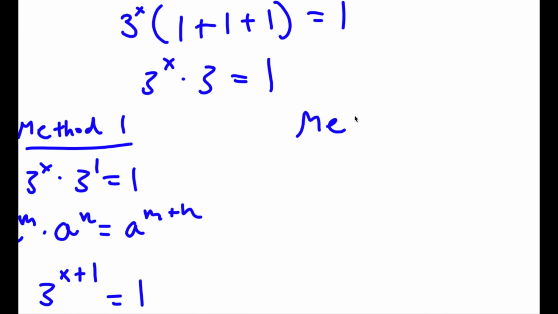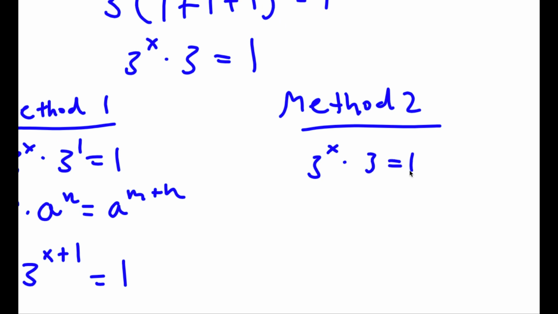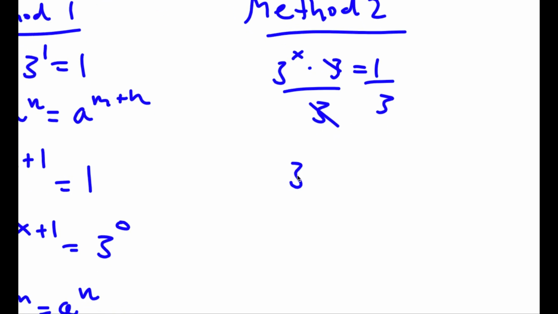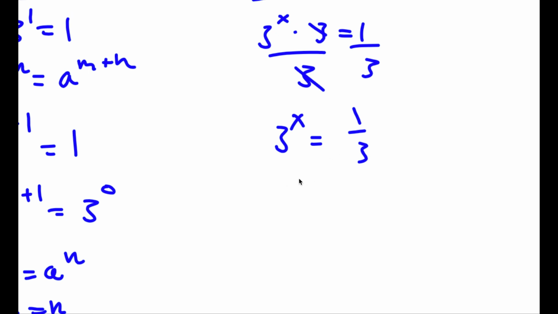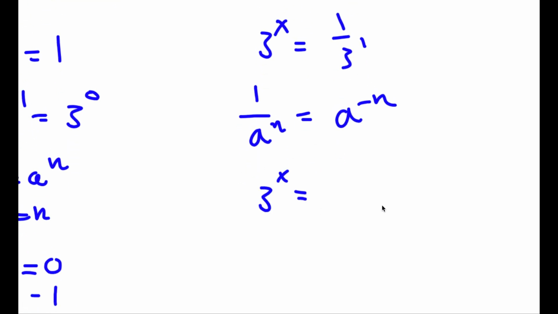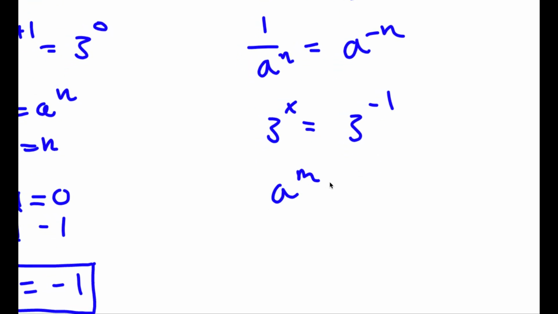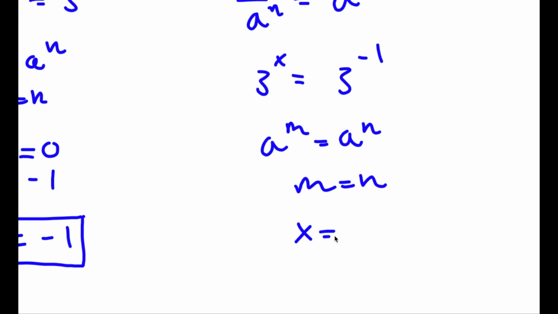Now for method 2, so I have 3 to the power of x times 3 is equal to 1. Now I'm going to divide by 3 on both sides. So now I have 3 to the power of x is equal to 1 over 3. And now, if I have something in the form 1 over a to the power of n, this is the same thing as a to the power of negative n. So in this case, I have 1 over 3 to the power of 1, and this is the same thing as 3 to the power of negative 1. And now if I have a to the power of m is equal to a to the power of n, this means that m is equal to n. So in this case, x is equal to negative 1.